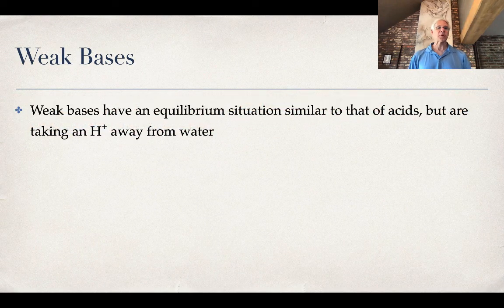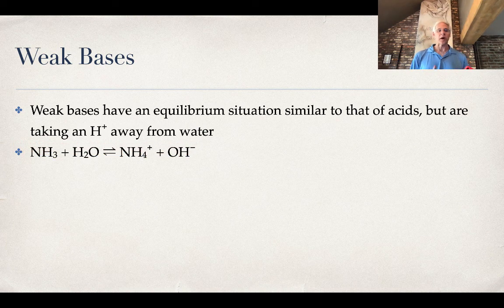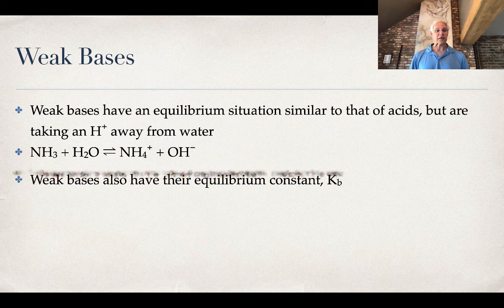Now, the more complex situation are weak bases. So they do have an equilibrium situation very similar to that of the acids, except with acids, we had the acid losing an H plus to the water. Here we have the bases. Bases take H pluses, and so we have our weak base taking H pluses away from water. So we saw our ammonia example earlier. Here it is again. So we have the ammonia plus the water. The ammonia is acting as a weak base. It is going to take an H plus away from water to give us NH4 plus and OH minus. When an H plus is removed from water, you get a hydroxide.